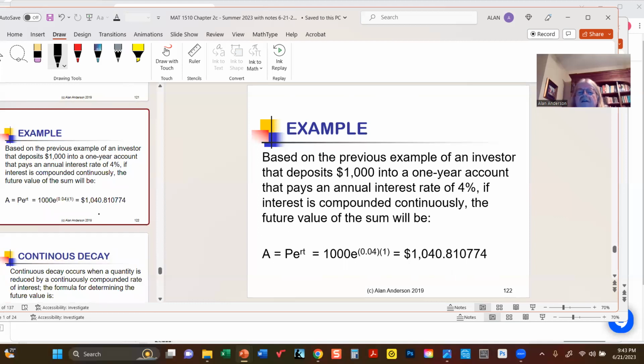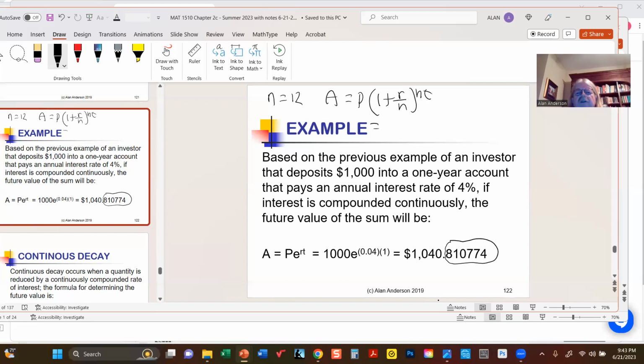So what this is telling us is that under these circumstances, the interest that we're earning reaches its maximum possible value at 81.0774 cents. Had we used this less frequent, let's say instead it had been n equals 12 like we saw before, let's just see how much of a difference that would have made. Just out of curiosity.